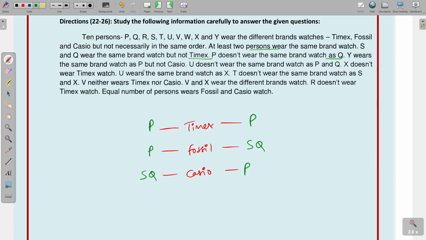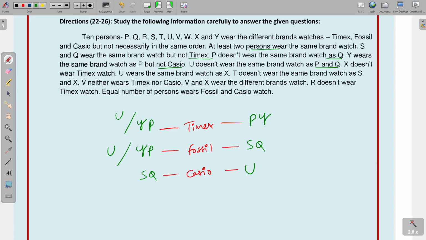Next, Y wears the same brand watch as P but not Casio. So Y and P both are the same but not Casio. So here we have Casio, which is not locked by P. Only 2 possibilities are there. U doesn't wear the same brand as P and X. So either here U is placing, or here U is placing. Next, Q here and P here, so here U is placing. It is a confirmed statement.